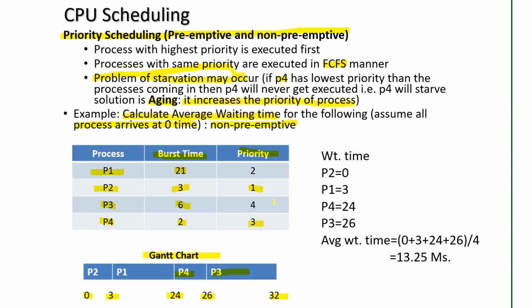Now again we have to calculate the average waiting time. To calculate the average waiting time, again you have to calculate the waiting time for each process. So P2 is waiting for how long? P2 is not waiting. So waiting time for P2 is 0 milliseconds. Waiting time for P1 is 3. Waiting time for P4 is 24. Waiting time for P3 is 26. So the average waiting time will be 0 plus 3 plus 24 plus 26 divided by 4. That is equal to 13.25 milliseconds.